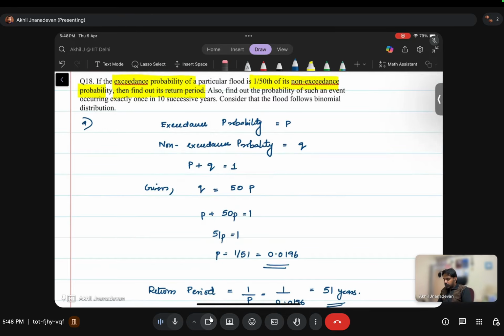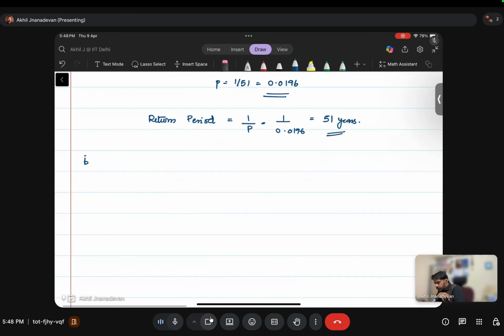There is one more part. Consider the flood. Next part is also to find the probability of such an event occurring exactly once in 10 successive years. Consider it follows a binomial distribution. We have solved a similar question. So it follows a binomial distribution, right? And it occurs once in 10 years, so n is equal to 10, x is equal to 1, and p we already found as 0.0196.